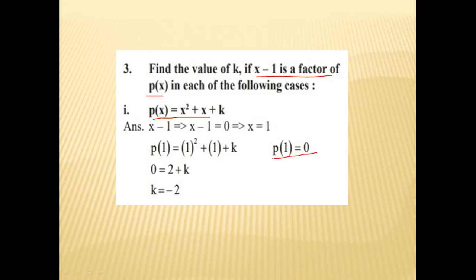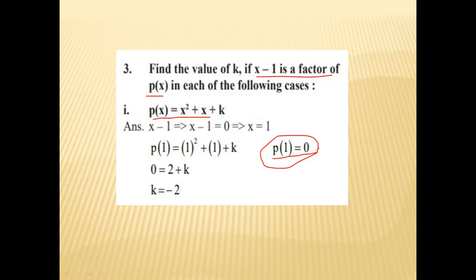x minus 1 is equal to 0, x is equal to 1. Therefore, p of 1 must be 0, because p of 1 is the remainder in this case. Since it is a factor of p of x, the remainder must be 0. Therefore, p of 1 must be 0.